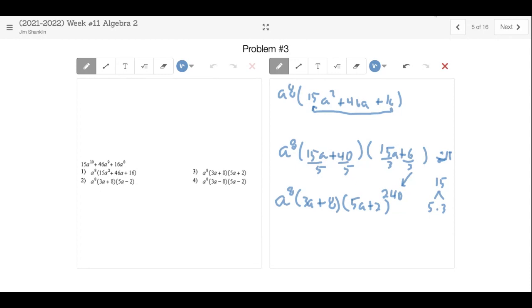Holy cow. Now, if I had to do that problem using the box method, I'd be sitting here all day long trying to figure out how to do this.